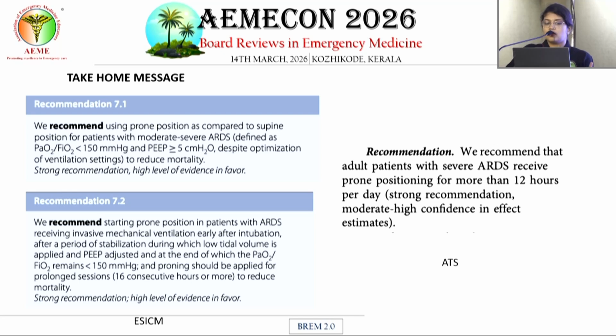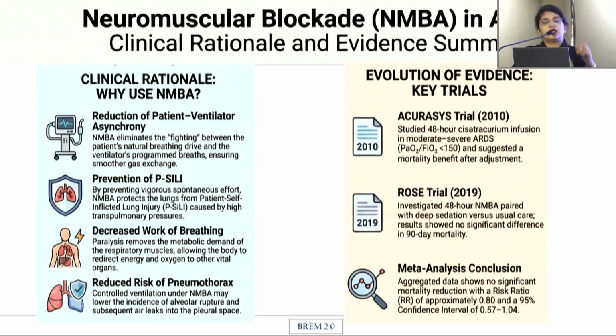Should we prone or not? So again, let us stick to the guidelines. According to ATS, American Thoracic Society, in severe ARDS patients, that is PF ratio less than 100, at least 12 hours of proning is recommended. Whereas in ESICM, if PF ratio is less than 150, requiring PEEP of more than 5 centimeters of water, despite optimal lung protective ventilation, you should prone at least for 16 hours a day. So that was about proning.